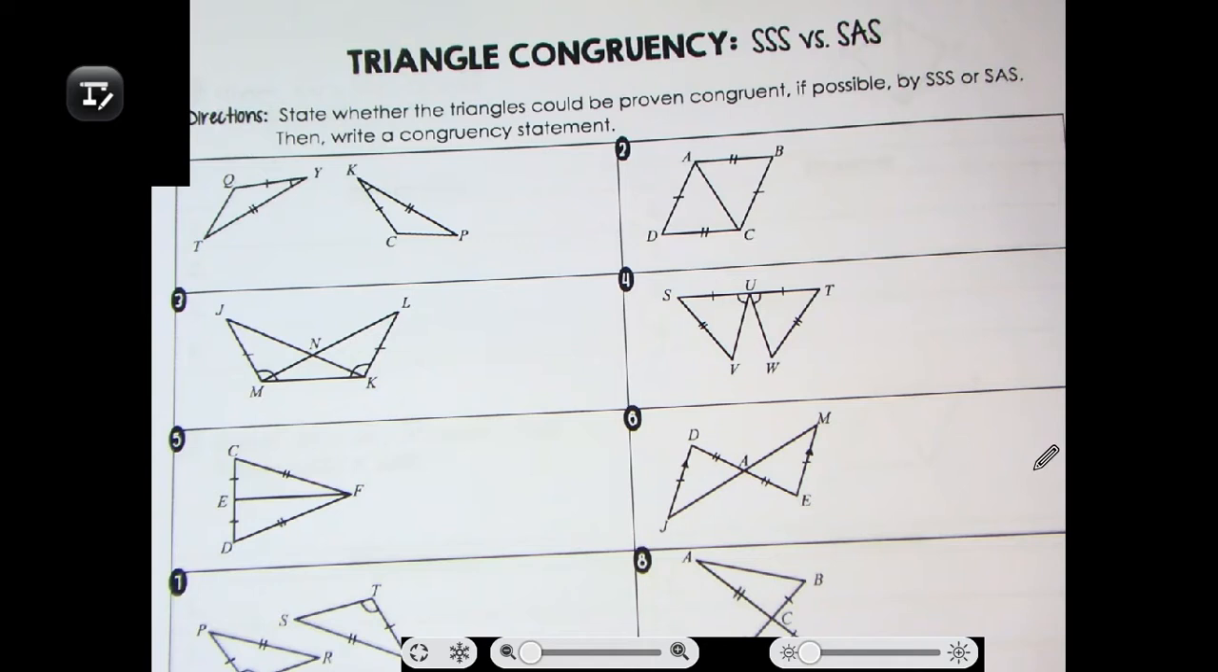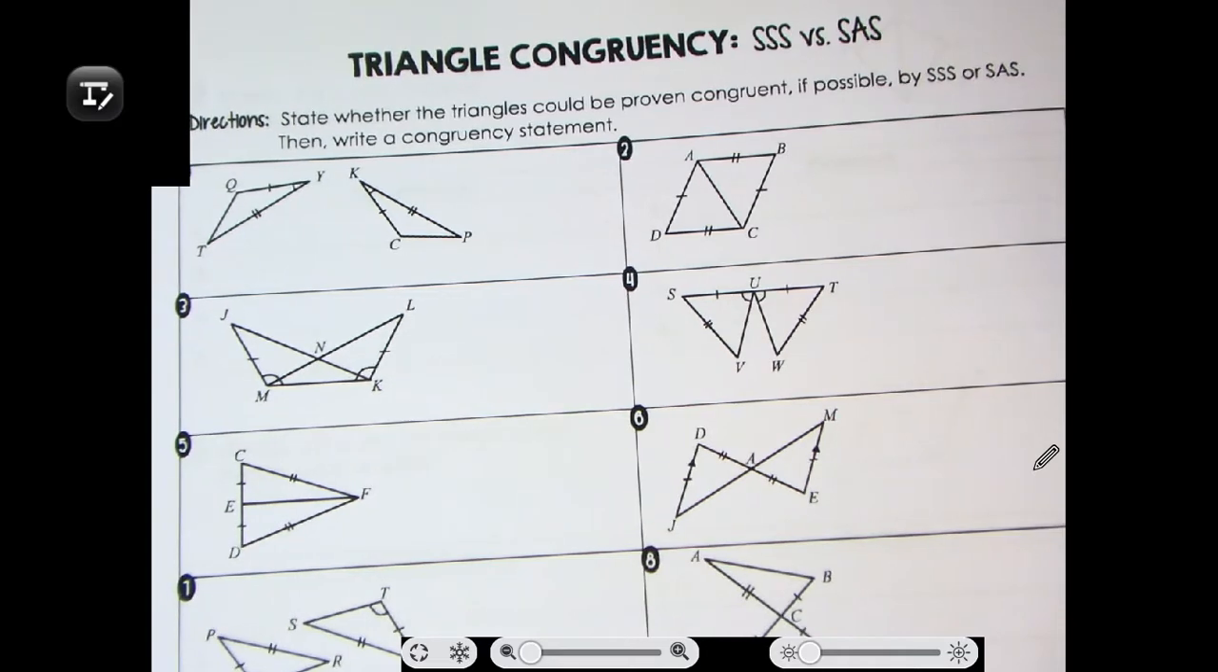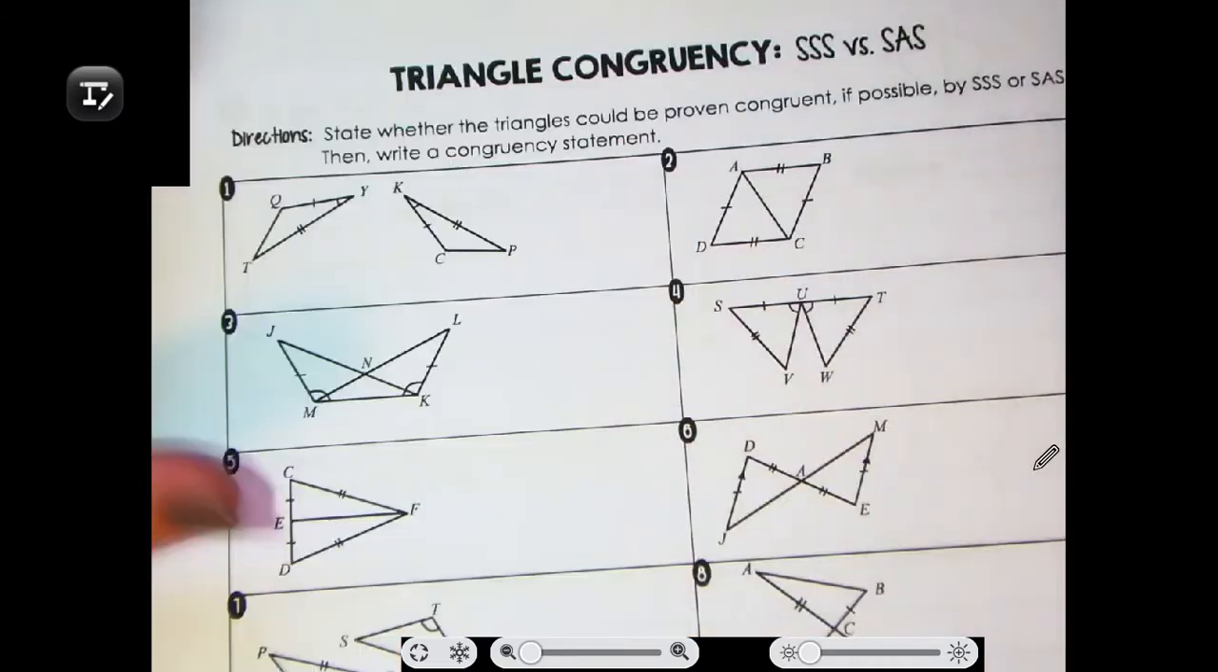So basically, we're saying, could I prove that these triangles are congruent either by somehow saying that all the sides are congruent, or by somehow saying that you have a side, angle, and a side that are congruent? And if you do, then yes, you can prove those triangles are congruent. If you can't, then you cannot prove that they're congruent. So for example, let's take a look at number 1 and number 2. Sometimes you have to think creatively with these as well.